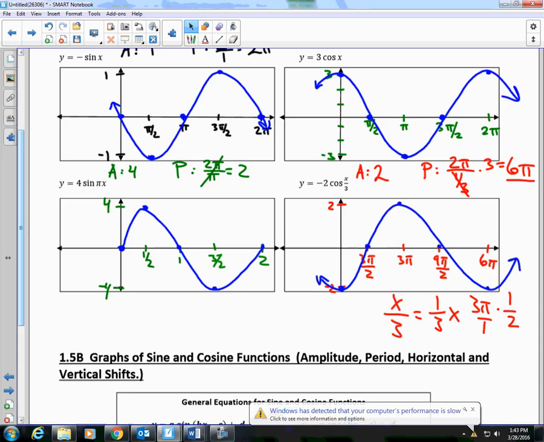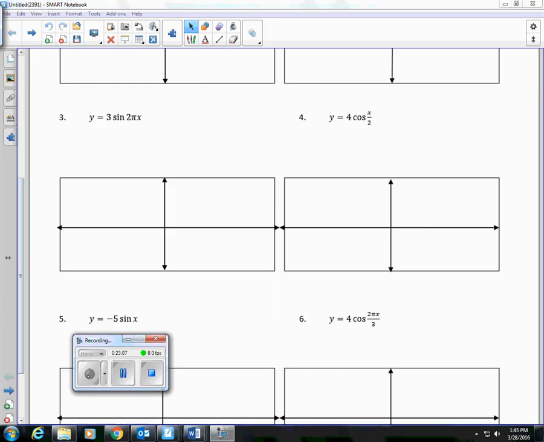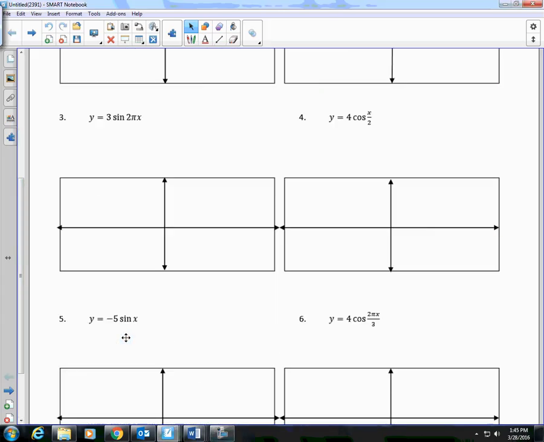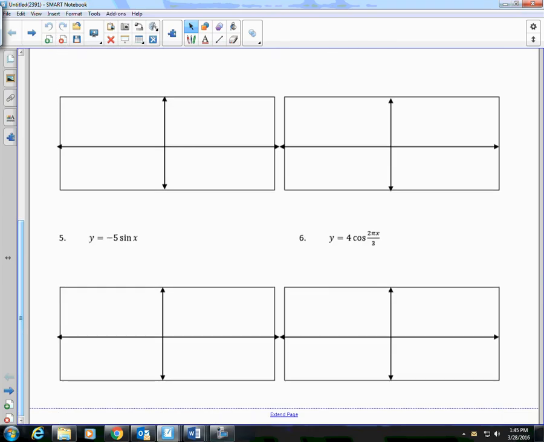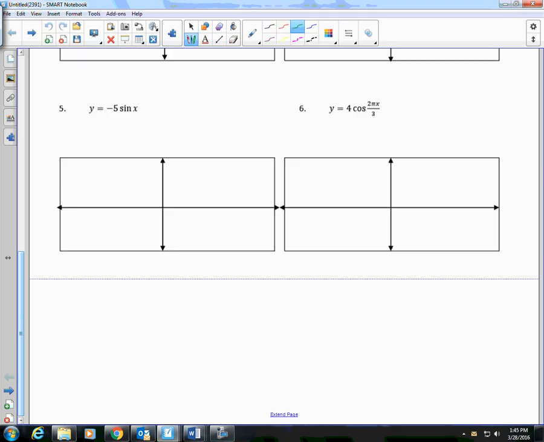Let me give you your worksheet, and we'll try a couple problems together. All right, let's try a couple challenging ones, huh? Let's try problem 6. All right, let's try 6. So, amplitude 4.